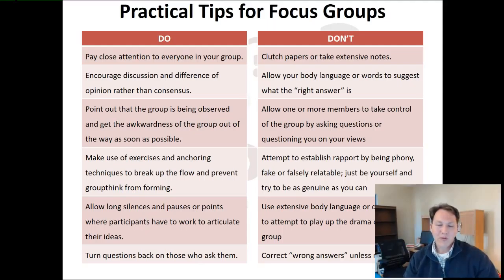Also, don't correct wrong answers unless necessary. Now, I kind of alluded to this before, but it bears repeating. If someone says something incorrect, don't give them signals that they said something incorrect. Just say, okay, maybe ask them to clarify, but don't give them cues that they gave wrong answers.